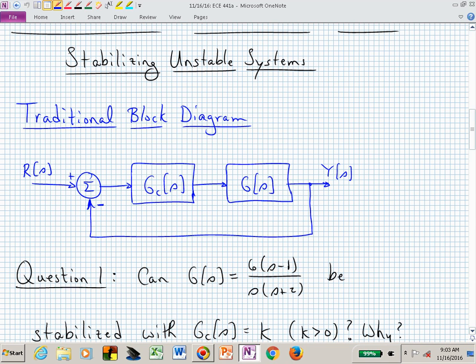Today what I want to do is talk about stabilizing unstable systems, and you're tired of hearing this, but when can you not cancel poles and zeros? You can't cancel poles and zeros in the right half plane, but that does not preclude you from putting poles and zeros in the right half plane, and we may have to do that today to stabilize unstable systems.